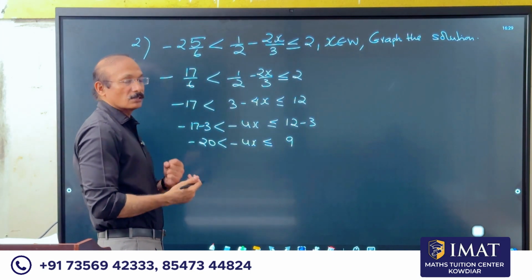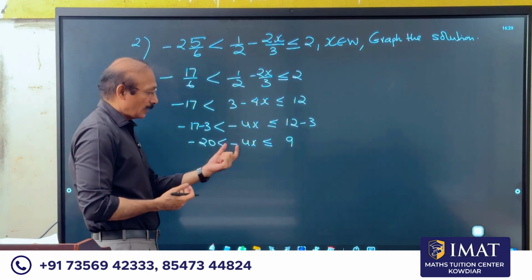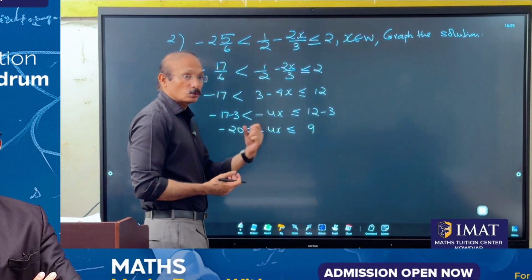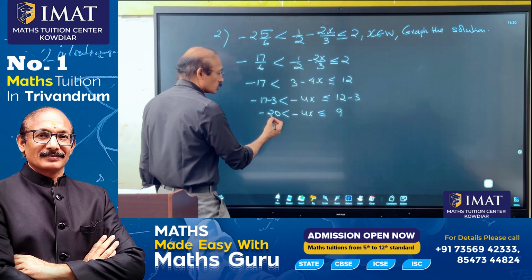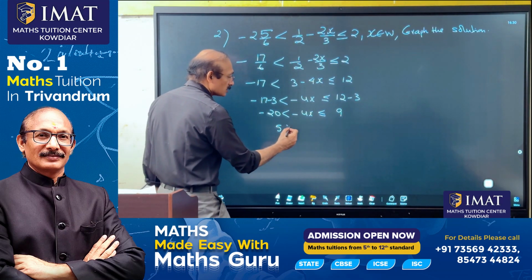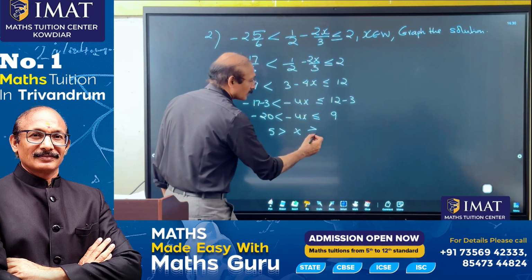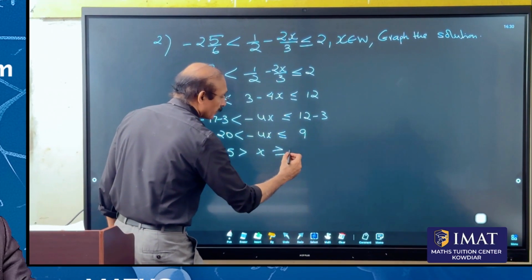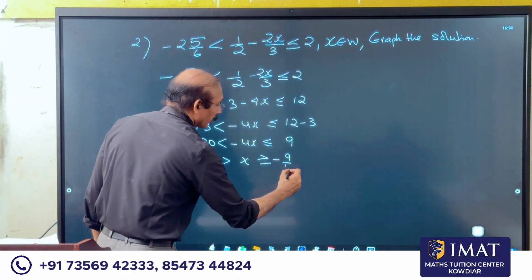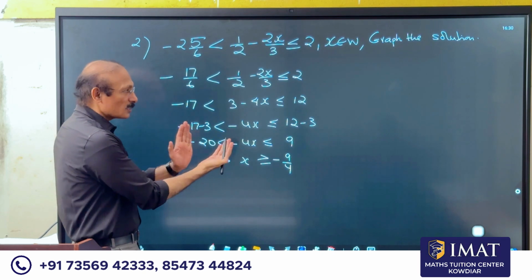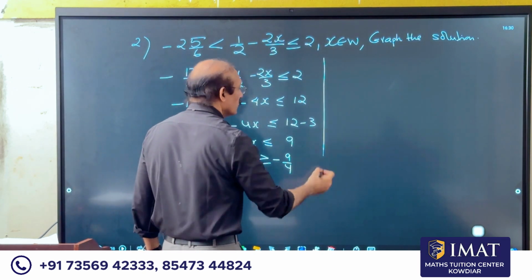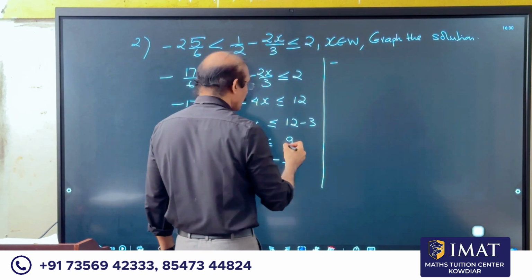Now let us remove this minus 4 from the middle. Divide by minus 4 throughout. So when you divide by a negative number, inequation reverses. So minus 20 by minus 4 is 5, is greater than x is greater than or equal to, when you divide this by minus 4, it becomes 9 by 4. As I said before, it is greater, just flip it over to write it in the proper form. So this becomes minus 9 by 4.